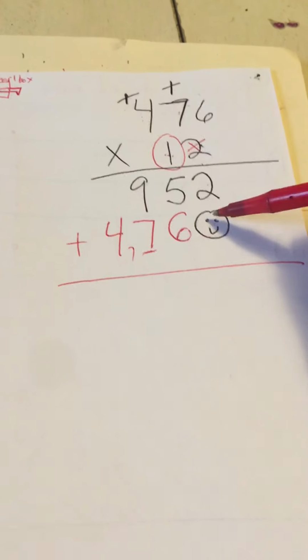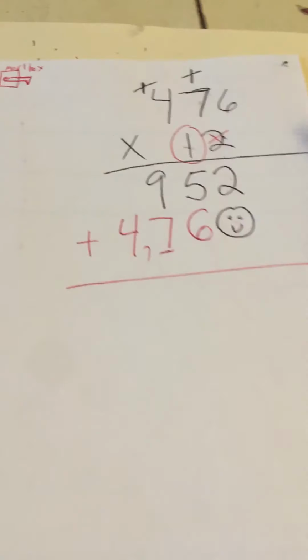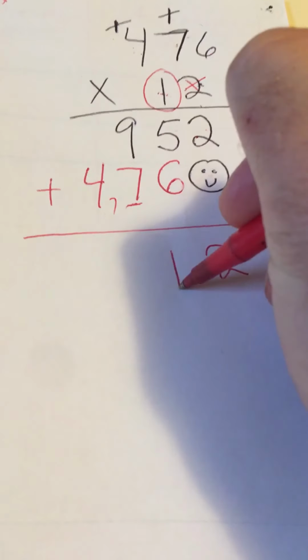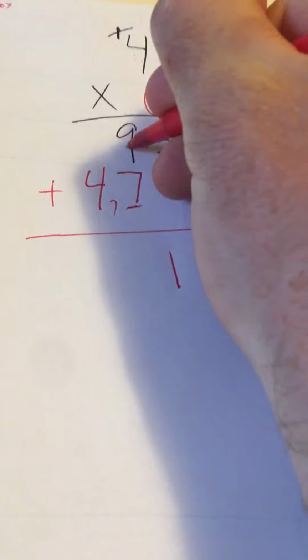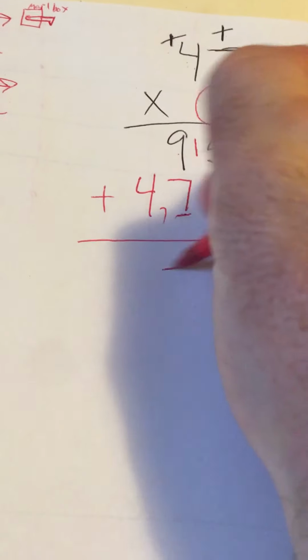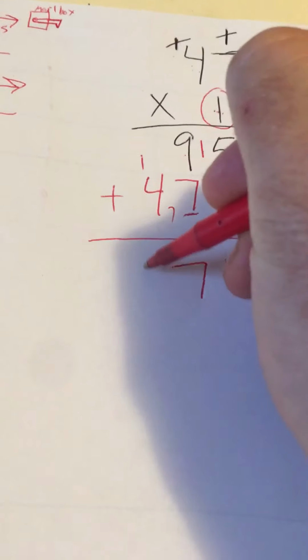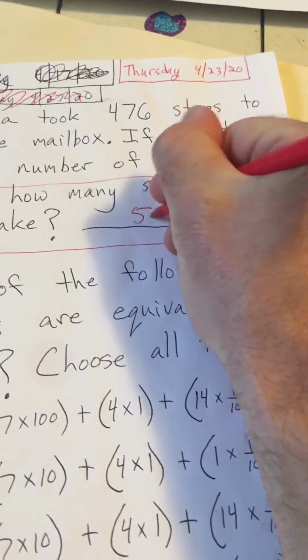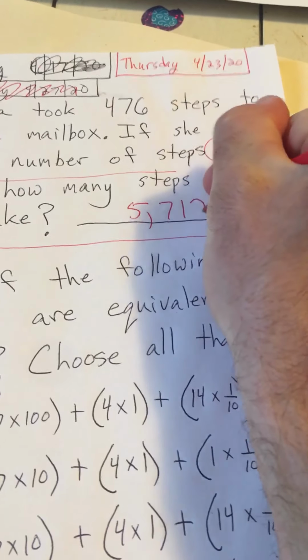This was part of the answer, and this was part of the answer, so we're going to add them to find the full answer. 0 plus 2, 5 plus 6 is 11, carry the 1. 9 plus 1 is 10, plus 7 is 17, 4 plus 1 is 5. So the answer is 5,712. So the number of steps that Johanna took was 5,712.